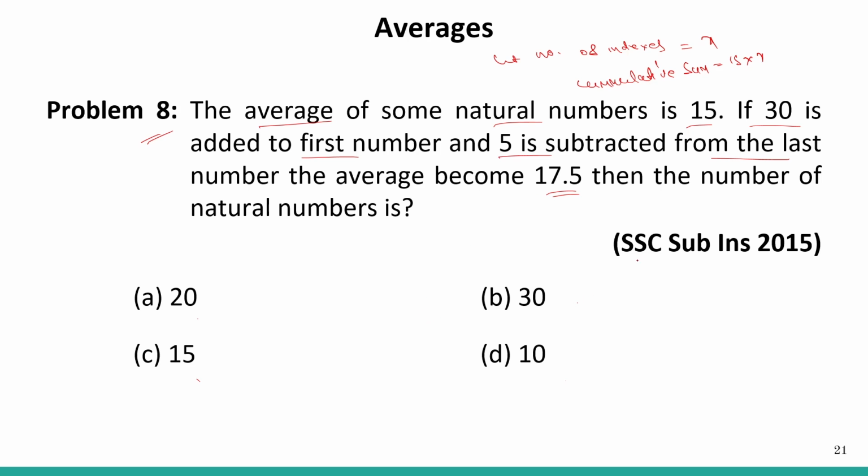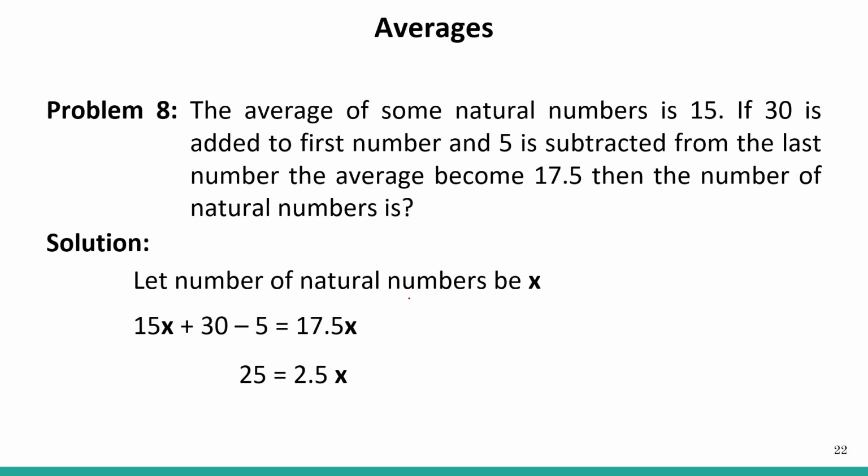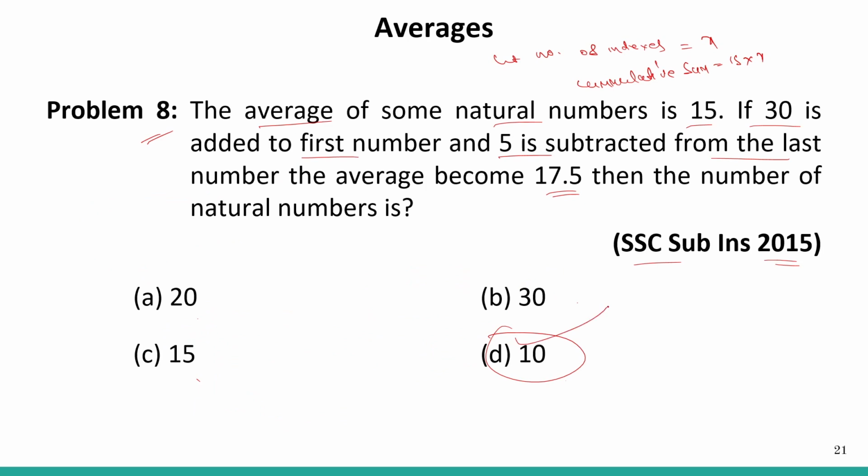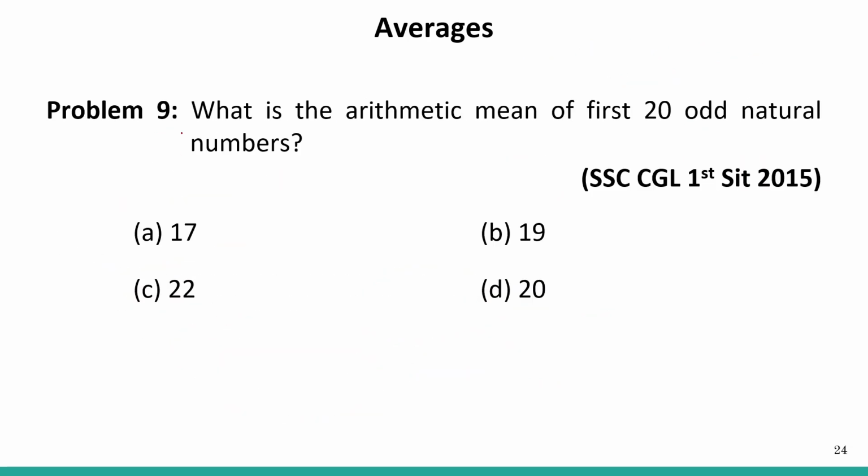So this question has appeared in the SSC Sub Inspector 2015 exam. So let the number of natural numbers be x. So 15x plus 30 minus 5 is equal to 17.5x. So 25 is equal to 2.5x. So x is equal to 10, right? So 10 natural numbers must be there. So 10 is the correct answer. And 30, 15, these are all wrong answers. 20 is also wrong. So let's go forward with problem number 9.